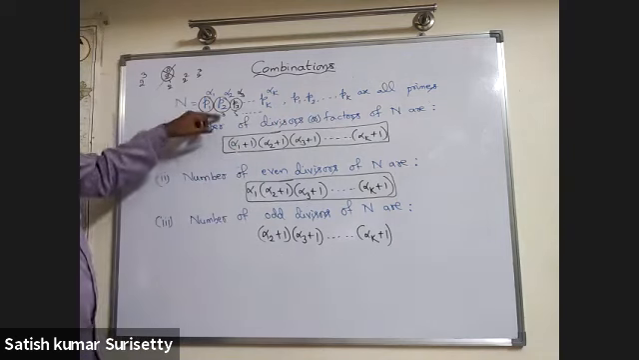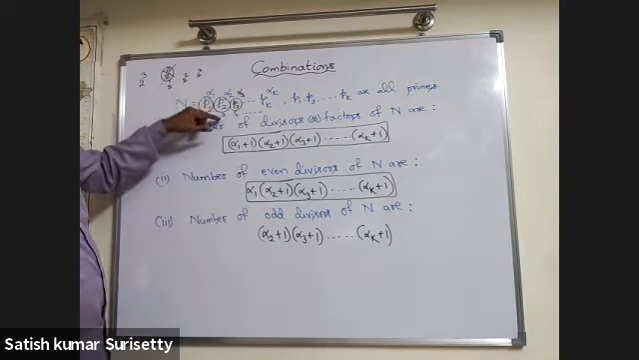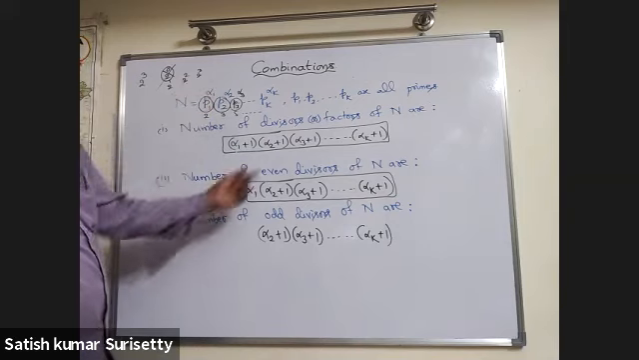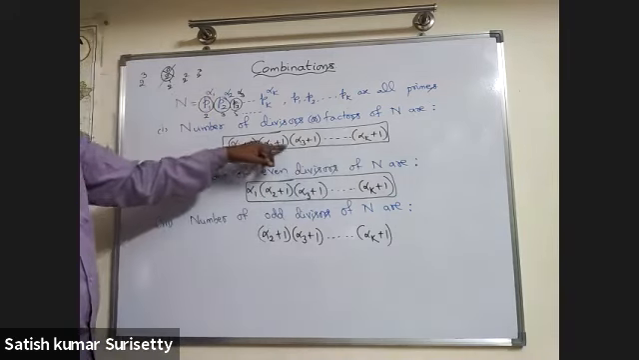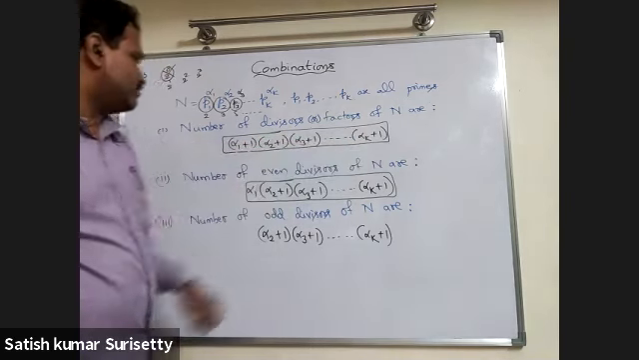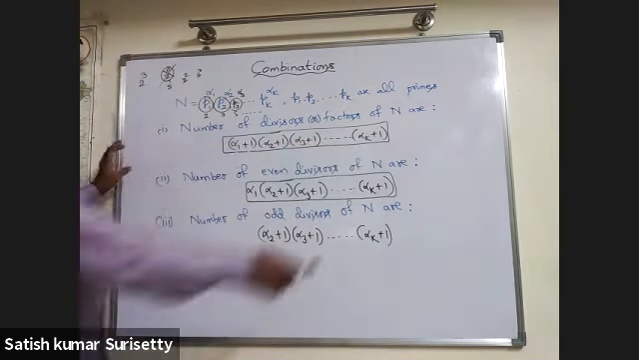In the same manner, 3 to the power of 0, 3 to the power of 1, and so on up to 3 to the power of alpha 2. So alpha 2 plus 1. So that's why the product is (alpha 1 plus 1)(alpha 2 plus 1), and so on, (alpha k plus 1). Number of even divisors of n.